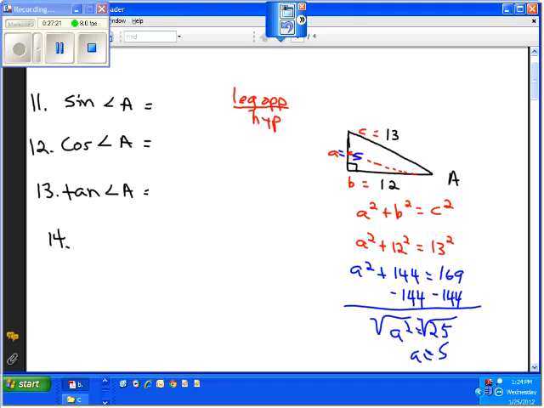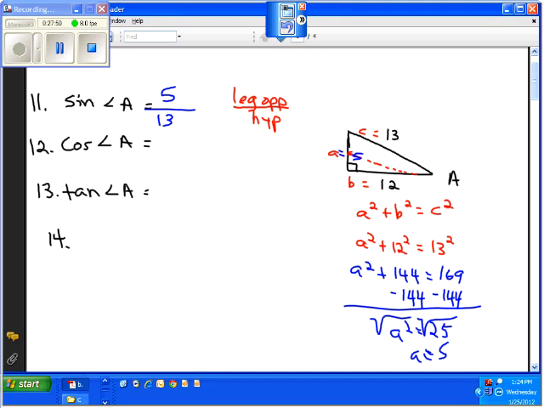So we know that the sine of angle A then is equal to the length of the leg opposite of angle A, which is 5, over the hypotenuse, which is 13. And so sine angle A is 5/13. Any questions on number 11? Yes, sir. Yes. Yeah, because we're dealing with that picture.